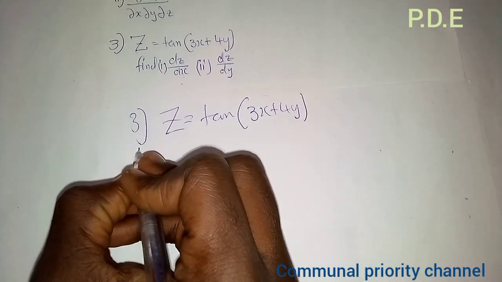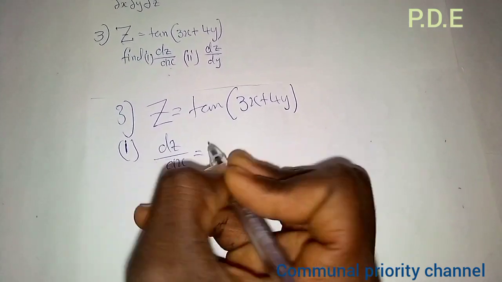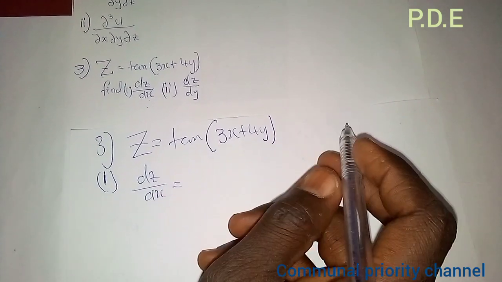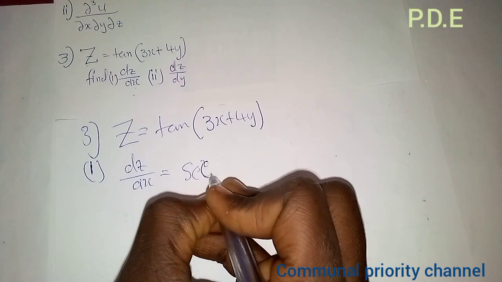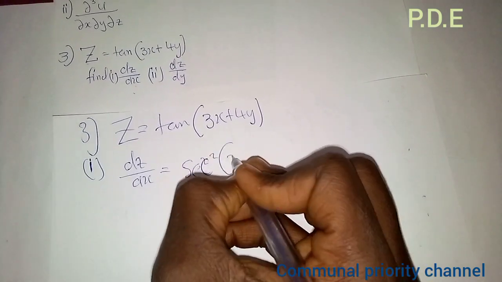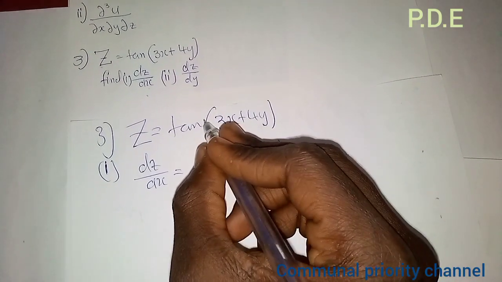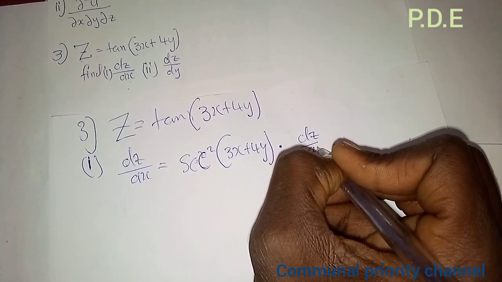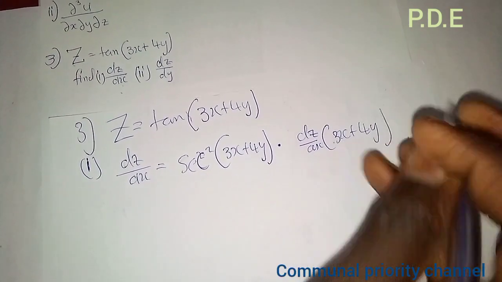So let's start with Roman number 1. Our dz over dx will be equal to, as I told you in our previous video, the differentiation of tan is what? Sec square. So this will be sec square of (3x + 4y) multiplied by the differentiation of this bracket only, the differentiation of (3x + 4y) in respect to x.